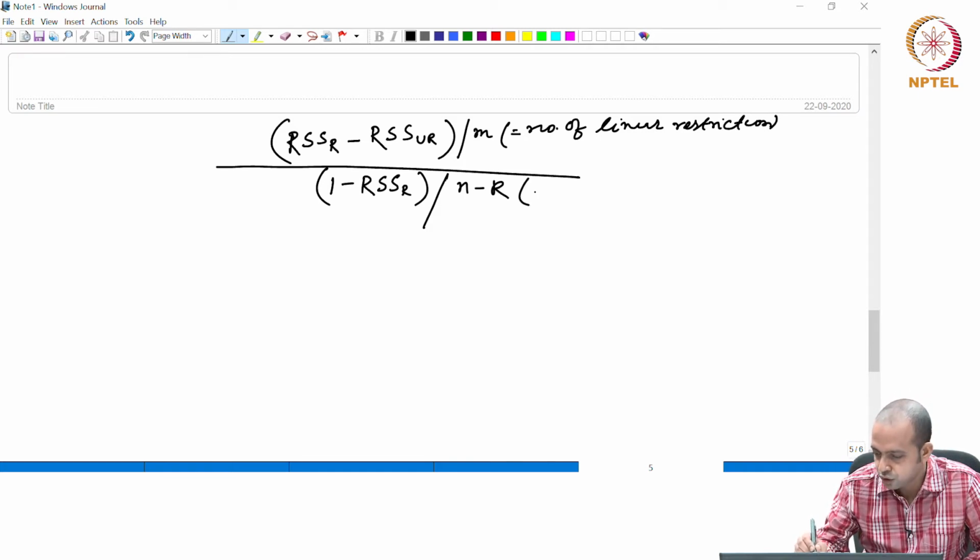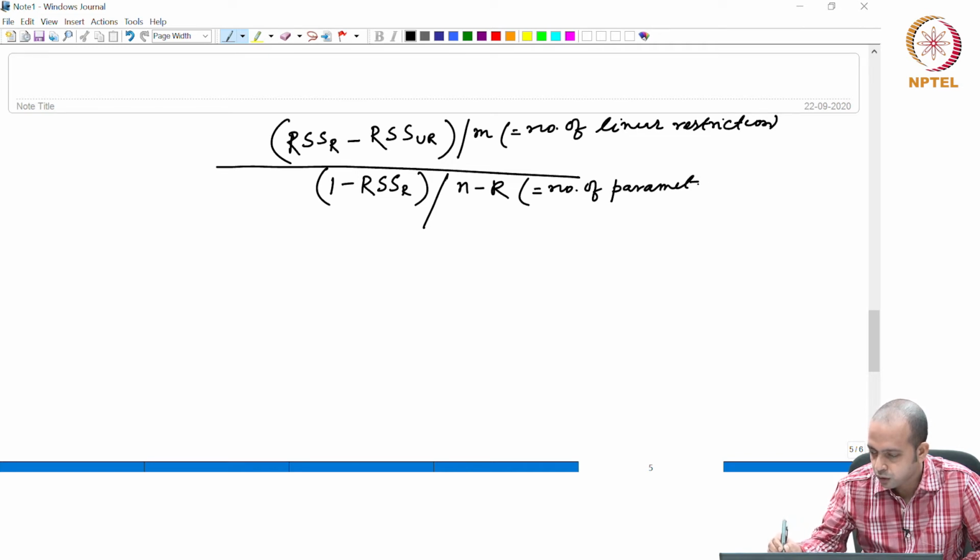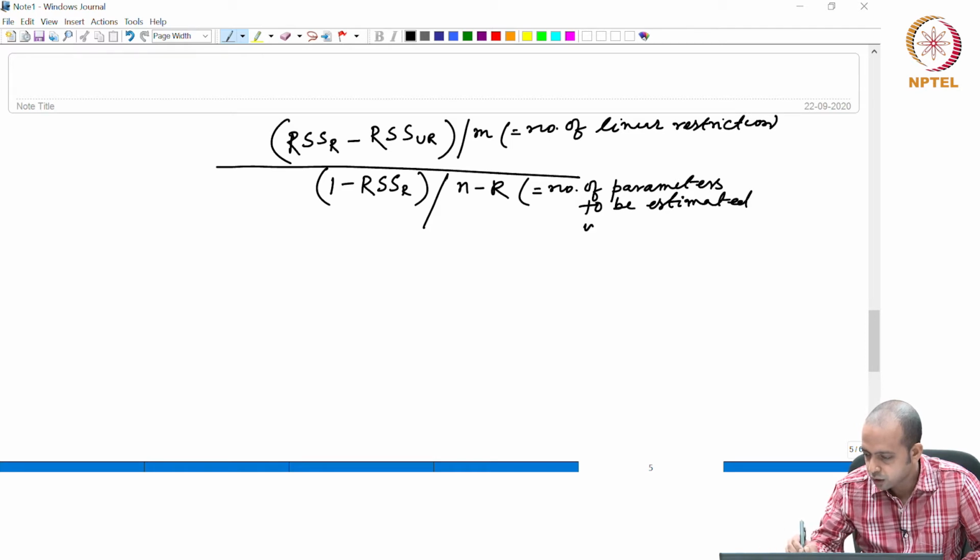K equals the number of parameters to be estimated in the restricted model.